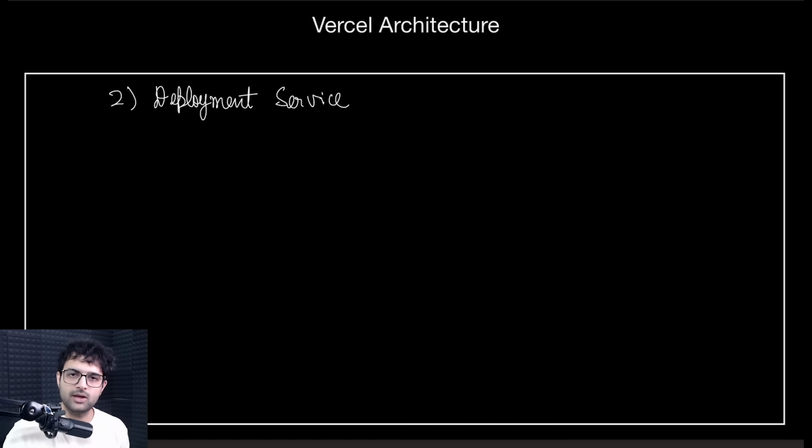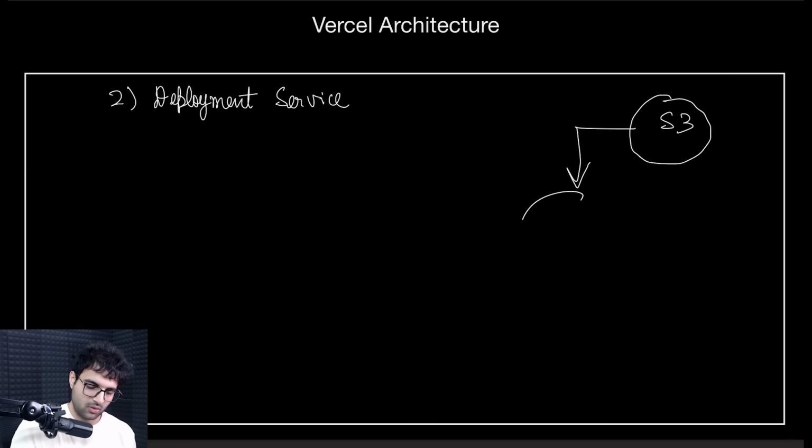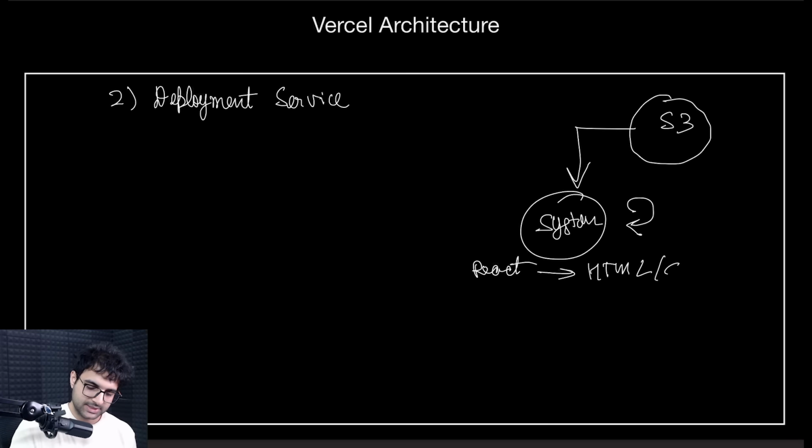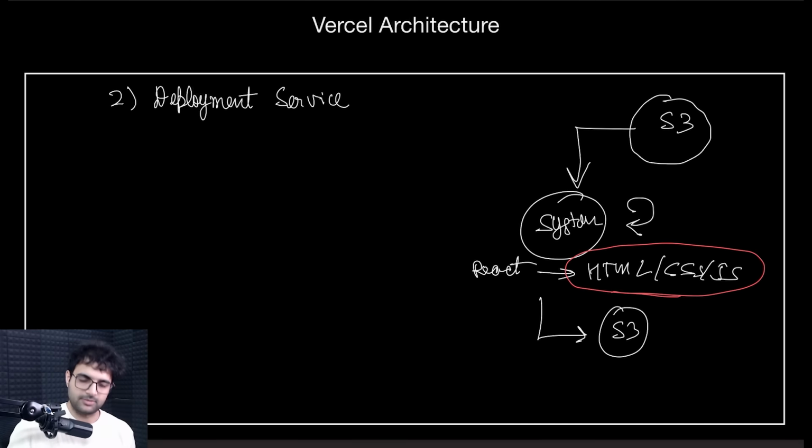Until this point, uploading of the source code is done. What needs to be done is actually building the source code. The goal of the deployment service is, okay, given that we have this project on our S3 now, copy this project over from S3 onto a system, actually build the project, which basically means convert the React project over to HTML, CSS, and JS and put it back into S3 so that by the end of it, we have the final set of HTML, CSS, and JavaScript files that we need to serve to the users in the next stage.